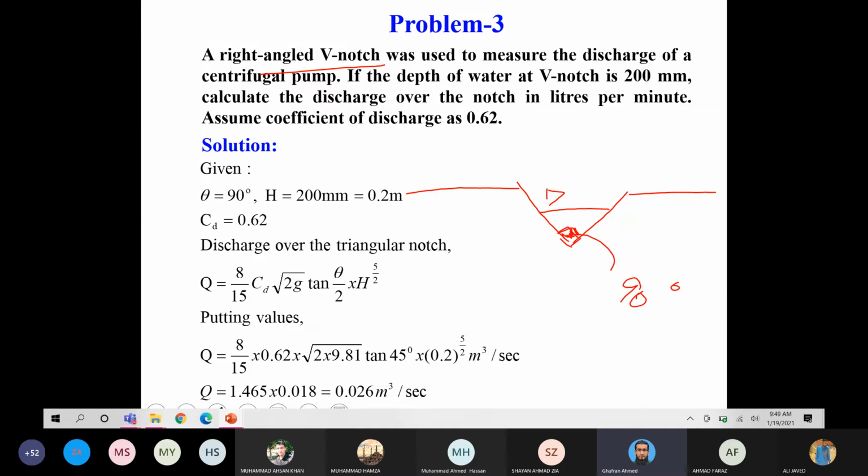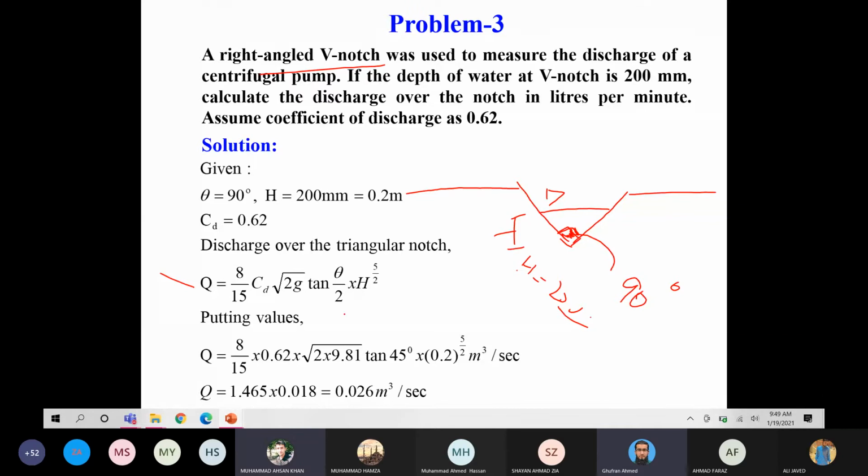A right angled V notch was used to measure the discharge of the centrifugal pump. If the depth of the water at V notch is 200 millimeter, calculate the discharge of the notch, assume coefficient. Agar ye H jo hai aapka 200 millimeter hai, simple formula mein values put karne hai. Theta aapko pata 90 hai, H 200 hai, CD 0.62 hai. Solve ho sakta hai.